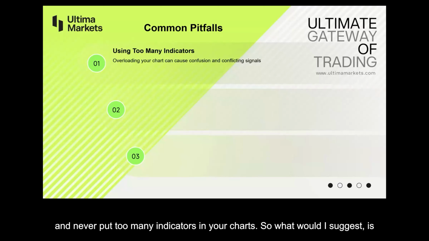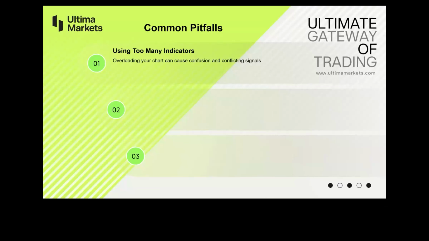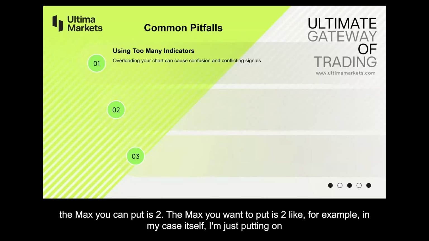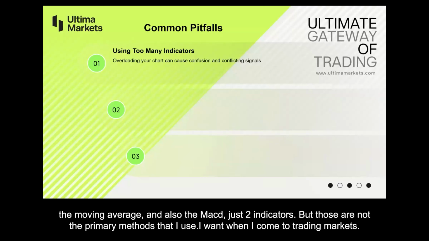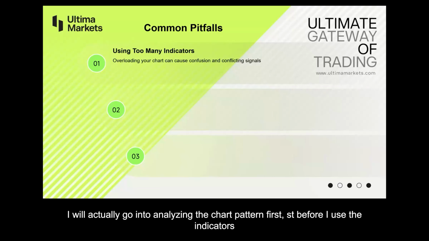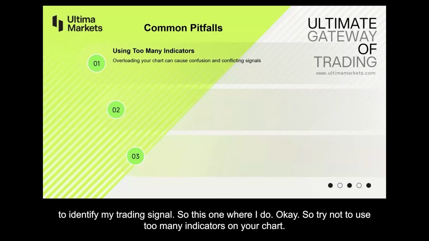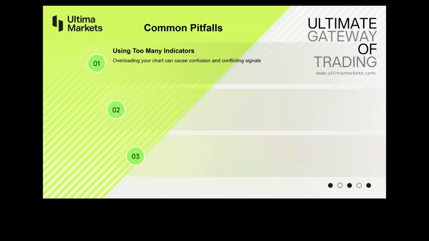And never put too many indicators in your charts. What I would suggest is the max you can put is 2. For example, in my case just now, I'm just putting on the moving average and also the MACD, just two indicators. But those are not the primary methods that I use. Basically, when it comes to trading the markets, I will go into analyzing the chart pattern first before I use the indicators to identify my trading signal. So this is what I do. Try not to use too many indicators on your chart.